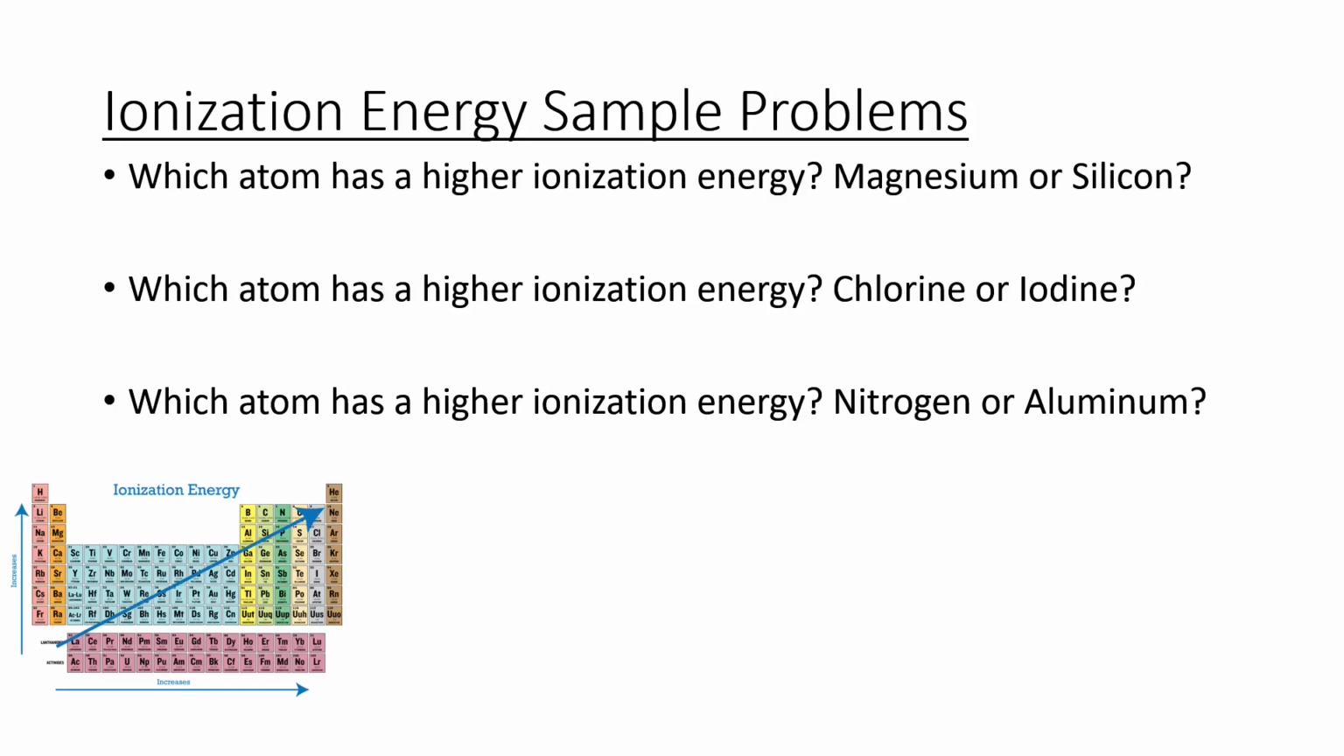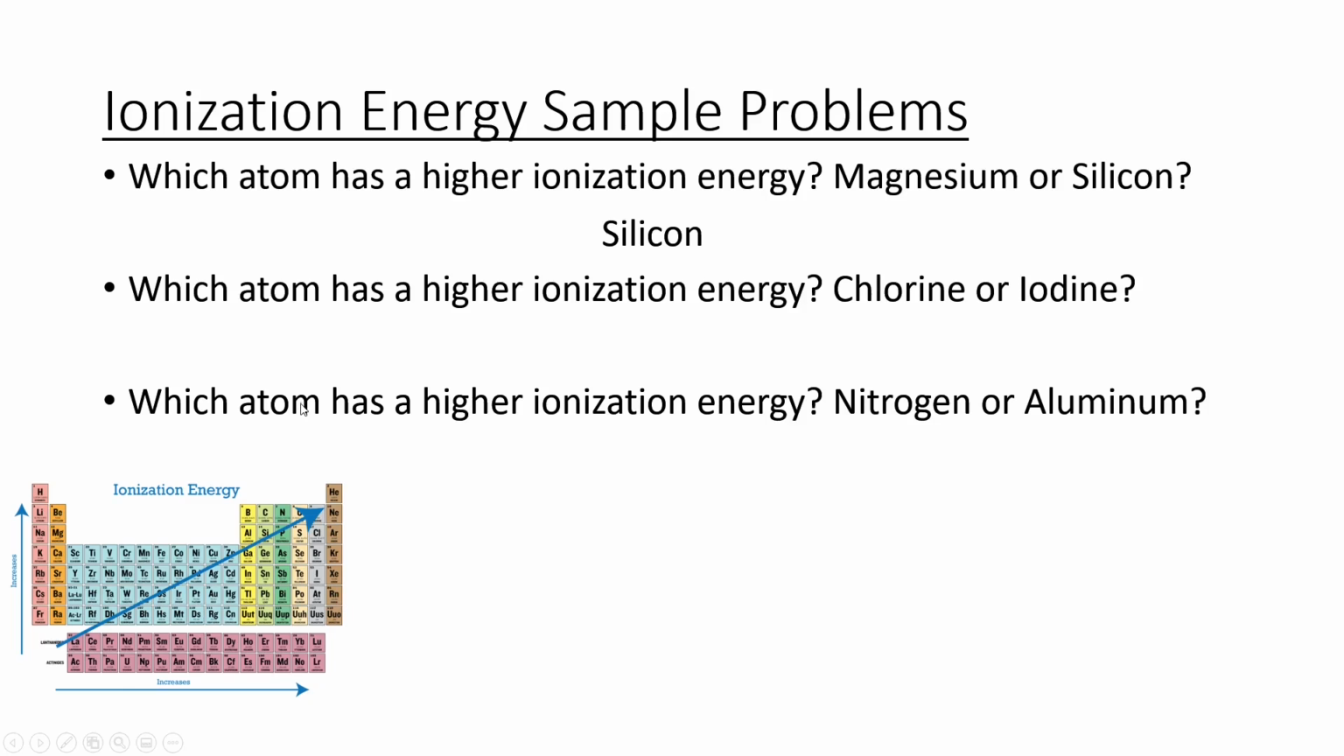Now moving on to some ionization energy sample problems in which we determine which atom has a higher ionization energy. Firstly, magnesium or silicon. If you look on the periodic table, silicon is to the right of magnesium, so that should mean that silicon has a higher ionization energy.